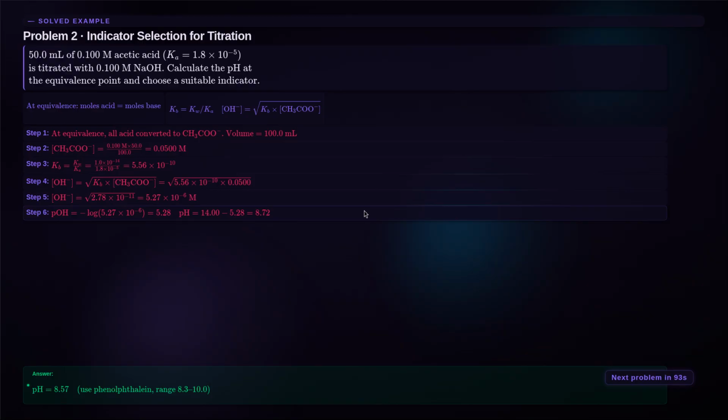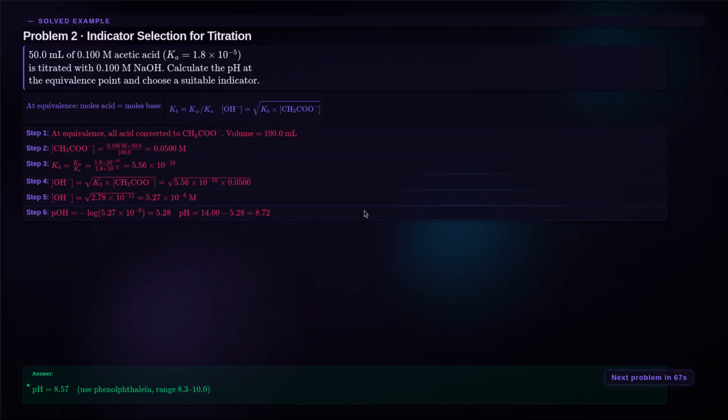Step 1. At equivalence, all acid has been converted to acetate ion. The total volume is 100.0 milliliters. Step 2. The concentration of acetate is 0.0500 molar. Step 3. Kb for acetate equals Kw divided by Ka, which equals 5.56 times 10 to the negative 10.